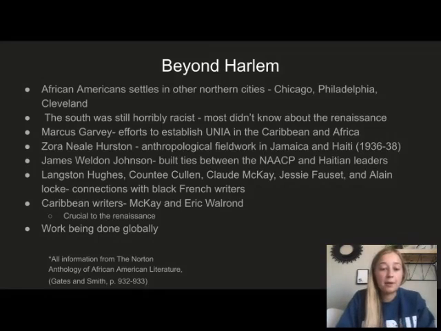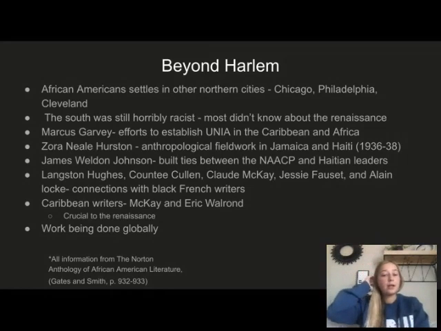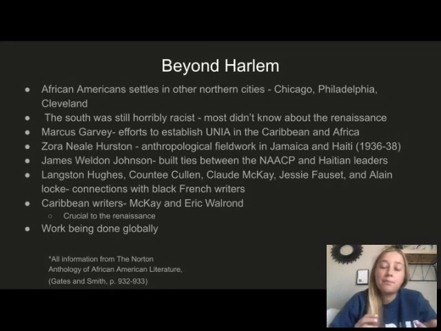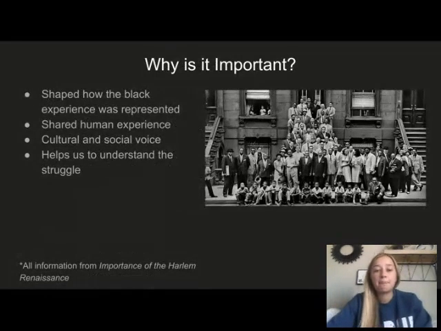But some important Caribbean writers were McKay and Eric Walrond, and they were crucial to this movement, even though they weren't located in Harlem. They still were very important. So basically, the reason for this slide is just to show that there was work being done globally. It wasn't just in Harlem. There are people working around the world and around the nation to better the lives of African Americans.